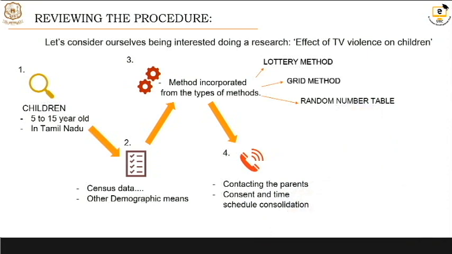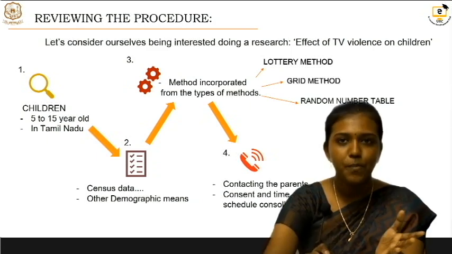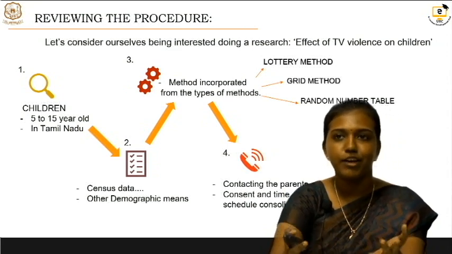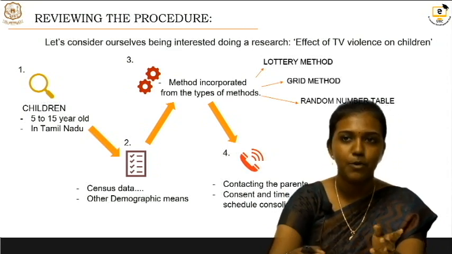Because we are talking about children, what happens is that children cannot give you consent directly. Sometimes they struggle to communicate, and they are very dependent on their parents. So we must contact their parents and get consent, and we must also get consent from the schools they belong to, and schedule time to do your research. So these are the 4 things that we do with regard to doing the research study on the effect of TV violence on children. I hope you understood it.